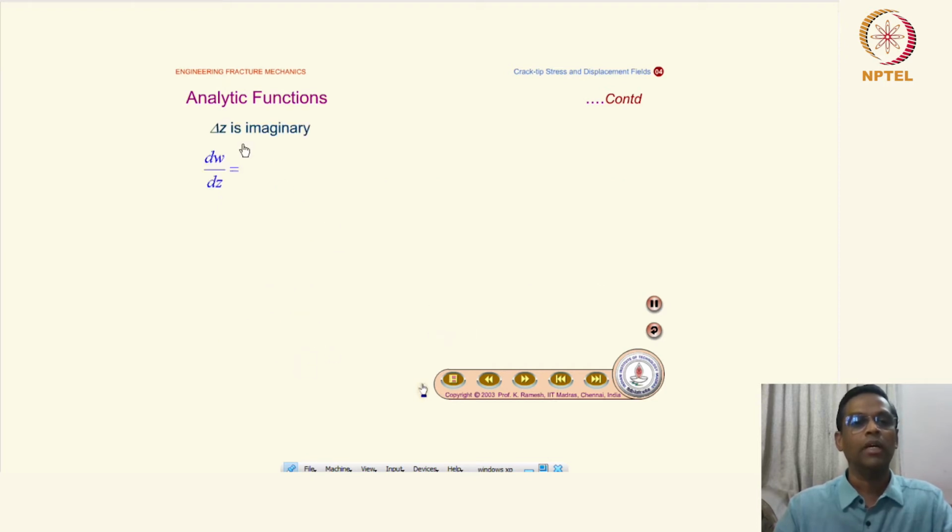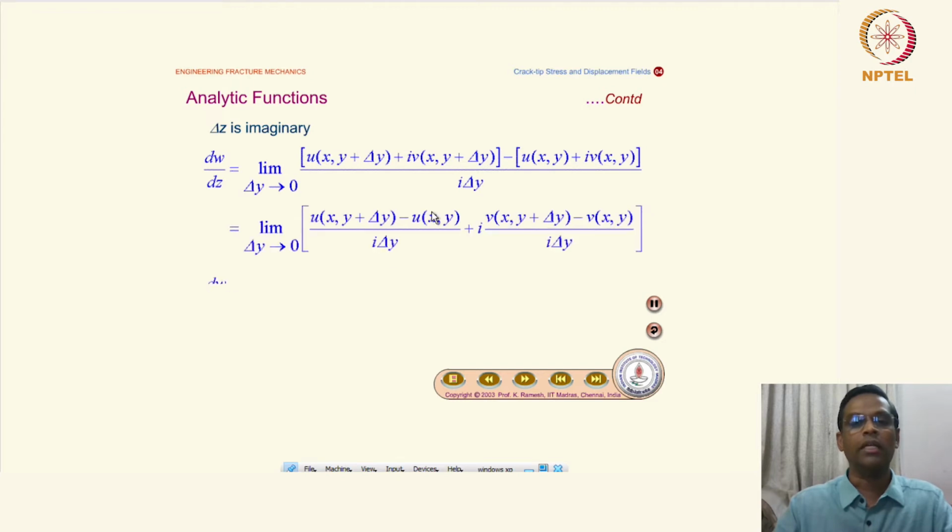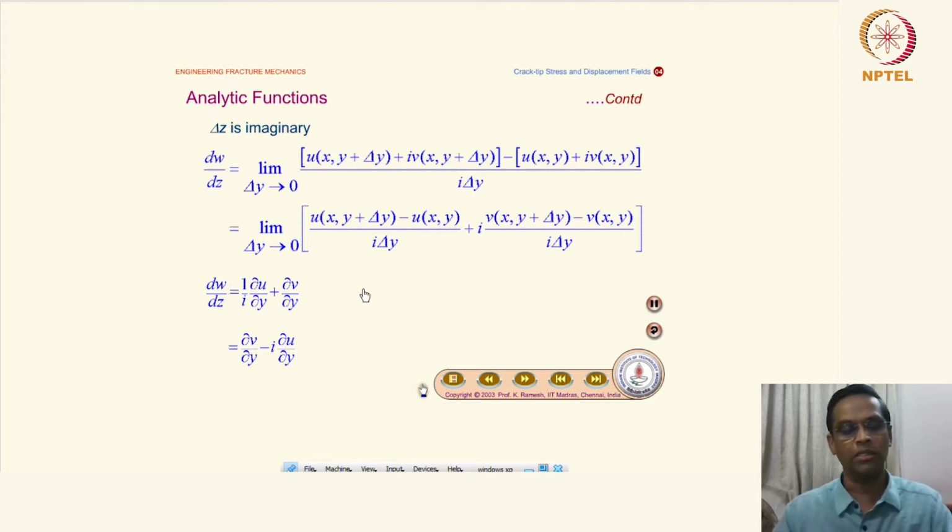For delta z imaginary, the expression can be rewritten like this. And then what you will see is dw by dz is equal to 1 by i dou u by dou y plus dou v by dou y, which can be recast into dou v by dou y minus i dou u by dou y. So for the two cases we are seeing this: in one case delta z is real, and in the other case delta z is imaginary.